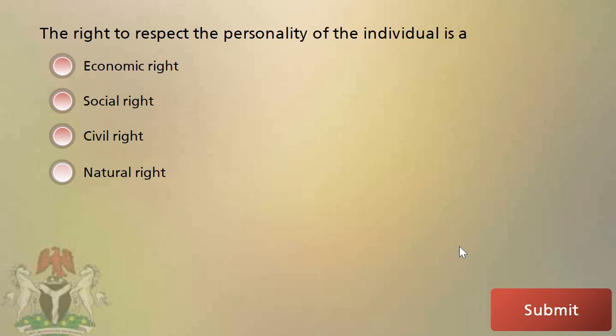Question 15. The right to respect the personality of the individual is A, economic right, B, social right, C, civil right, D, natural right. Okay, I want you to know that civil rights are a class of rights that protect the individual's freedom from infringement by government, social organizations, and private individuals. So the right answer is civil rights.